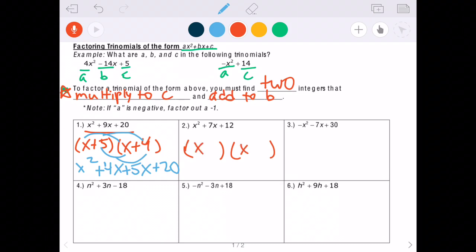It's x squared again. So now, two numbers that multiply to c and add to b. Think about two numbers that multiply to 12: 12 times 1, 6 times 2, 4 times 3. You might be thinking in your head, it has to be 4 times 3 because they also have to add to 7. And you are right, x plus 4 times x plus 3 is going to be our answer. 4 times 3 is 12, 4 plus 3 is 7. I'm going to skip number 3 and go on to number 4.